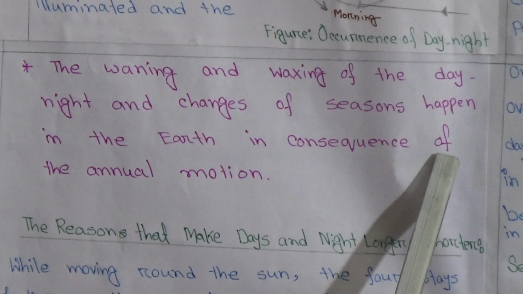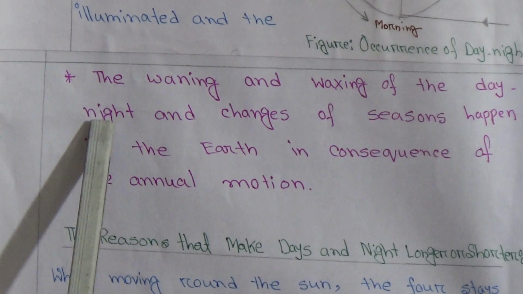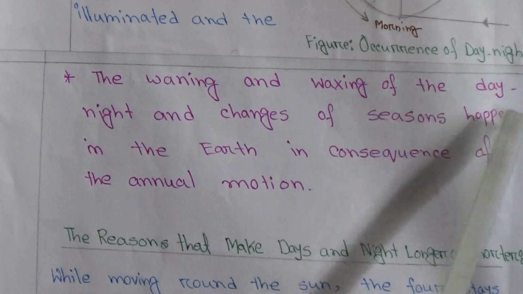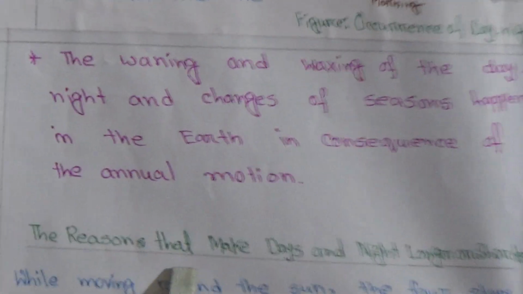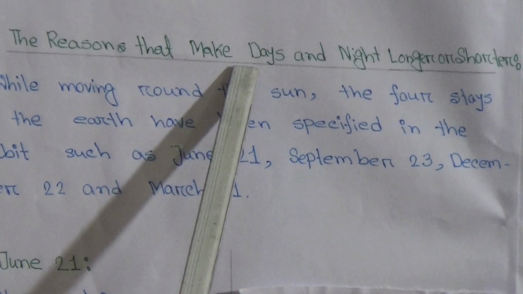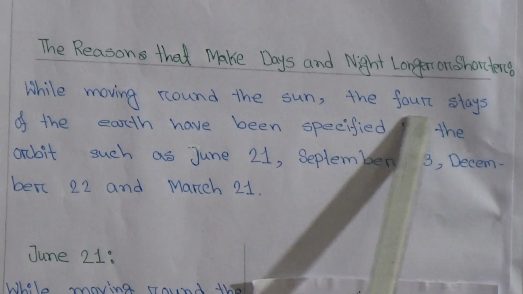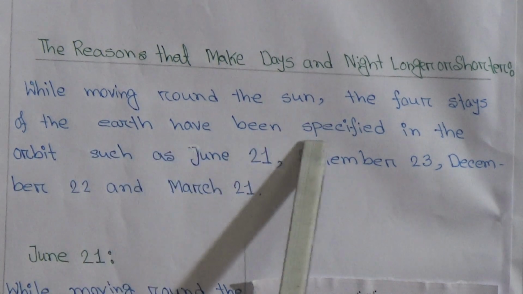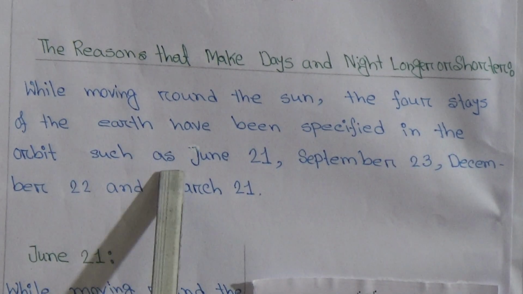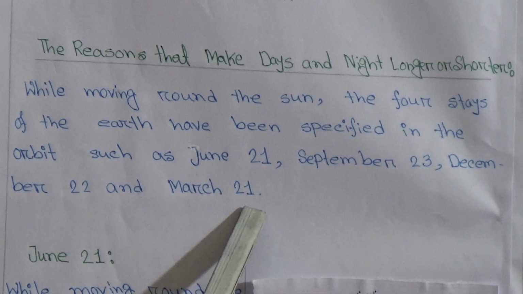The waning and waxing of the day and night, and the change of seasons, happen on the earth in consequence of the annual motion. The reason that makes days and nights longer or shorter: while moving around the sun, 4 stages of the earth have been specified in the orbit, such as June 21, September 23, December 22 and March 21.